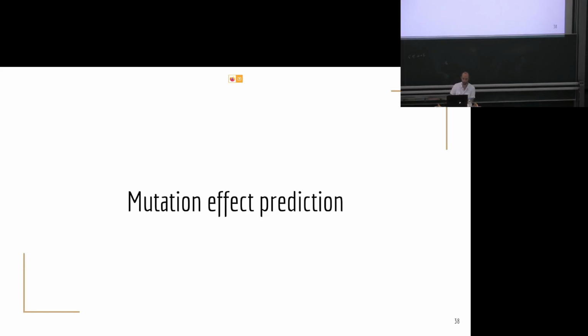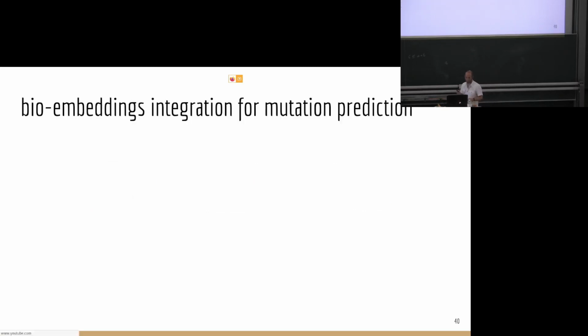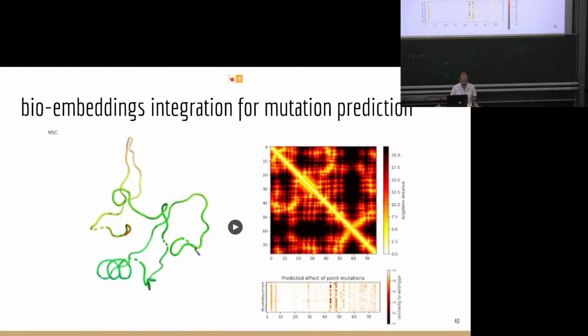So let's go at the end into mutation effect prediction. Again, we are so fast with systems like Ember2 and Ember3D that we can predict effects of every point mutation in a protein, if it's not too large, in a relatively short amount of time. I think I'm going to spare you that in the interest of time since we're already above the hour. Instead, I want to show you a couple more movies.